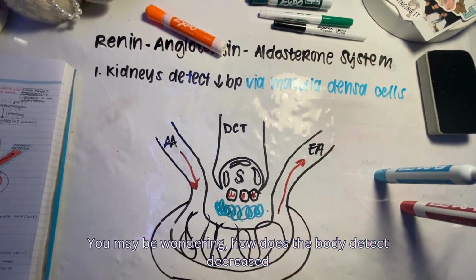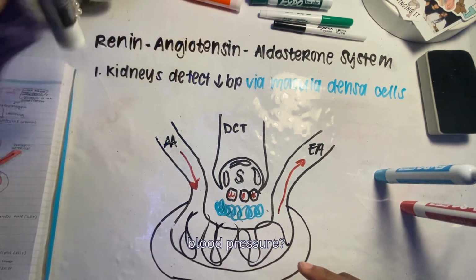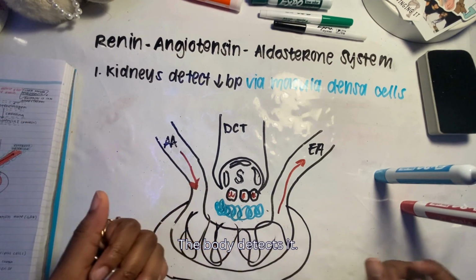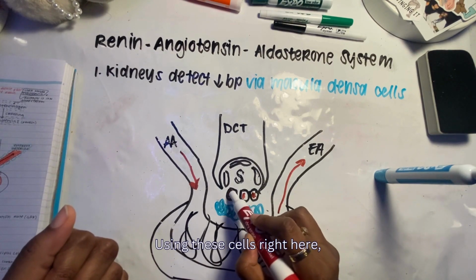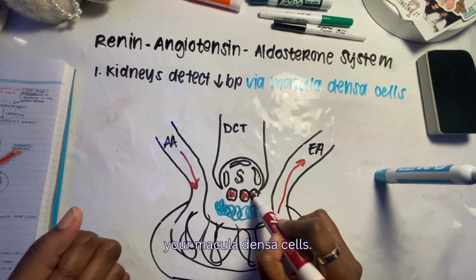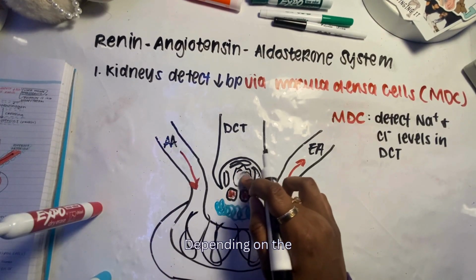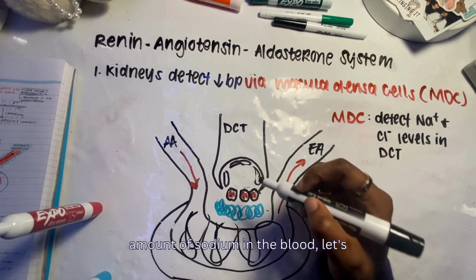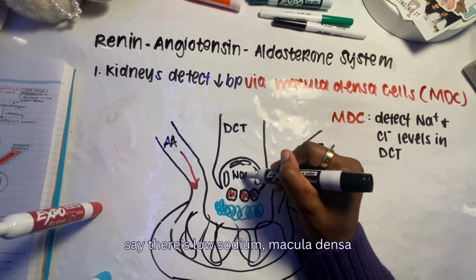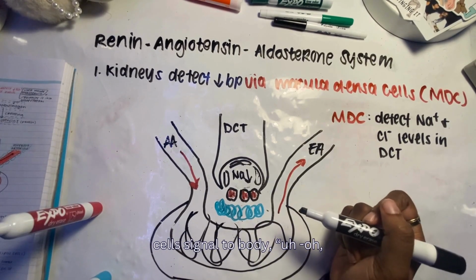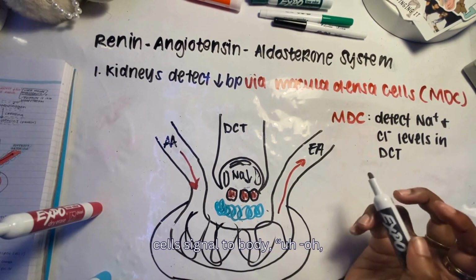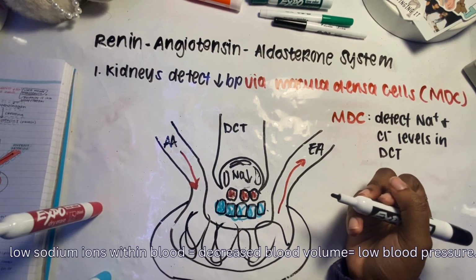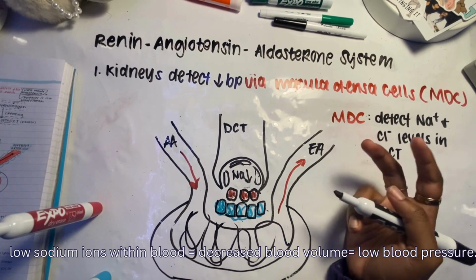Now you may be wondering, how does the body detect decreased blood pressure? The body detects it using these cells right here, your macula densa cells. Depending on the amount of sodium in the blood, let's say there's low sodium, macula densa cells are going to signal to the body, we do not have sodium. Low sodium corresponds to low blood pressure.